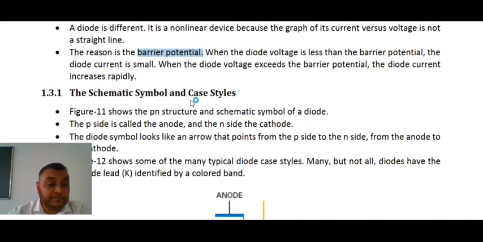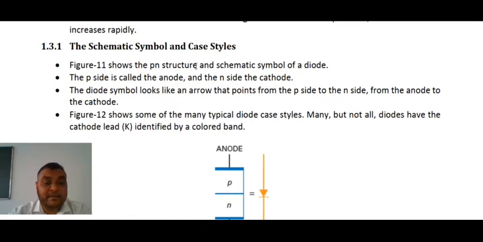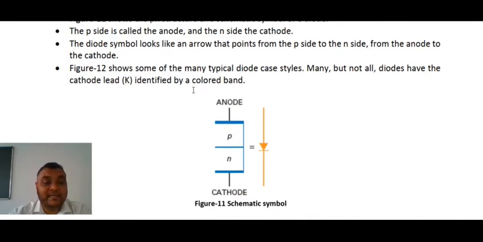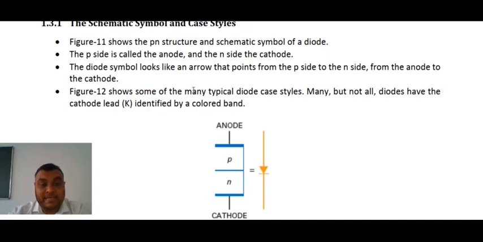Now we will see the schematic symbol and case style. Over here the schematic symbol is given in this figure. You can see this is a PN junction diode, this is a P type material and this is an N type material. Just a moment, students.